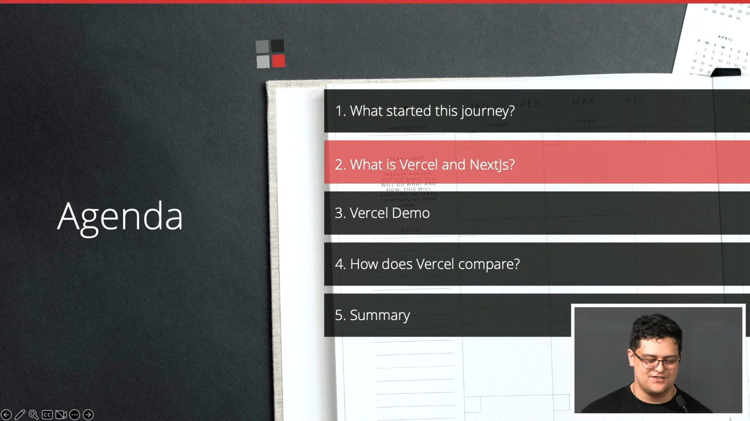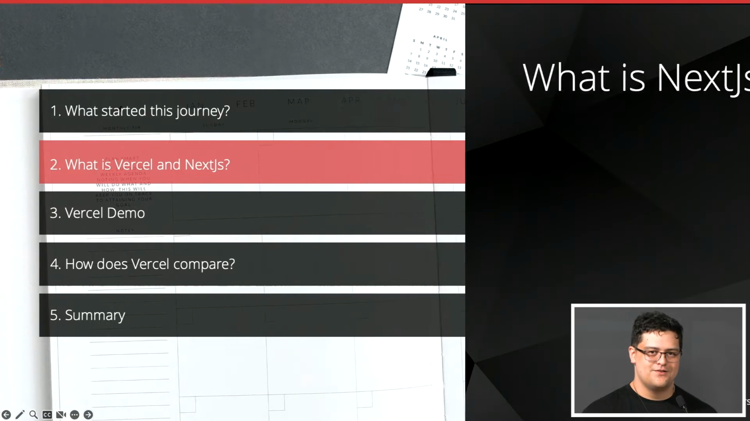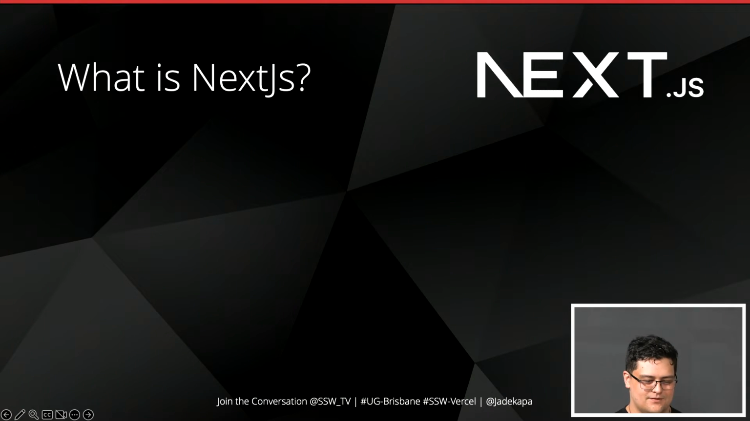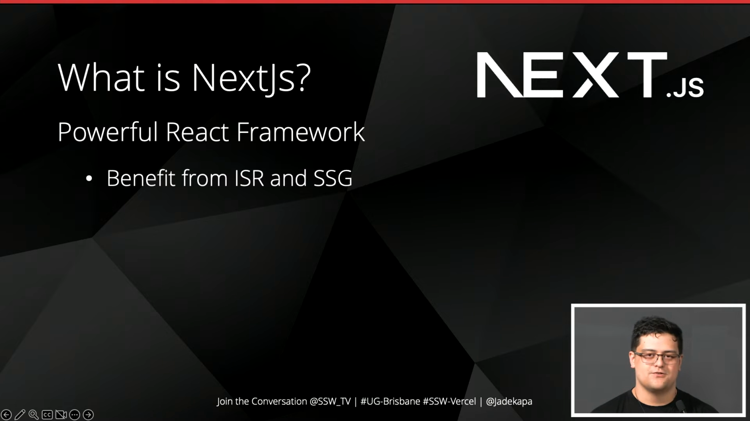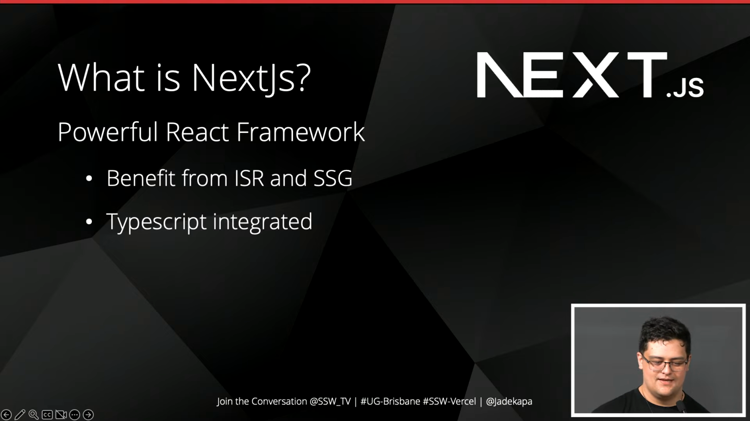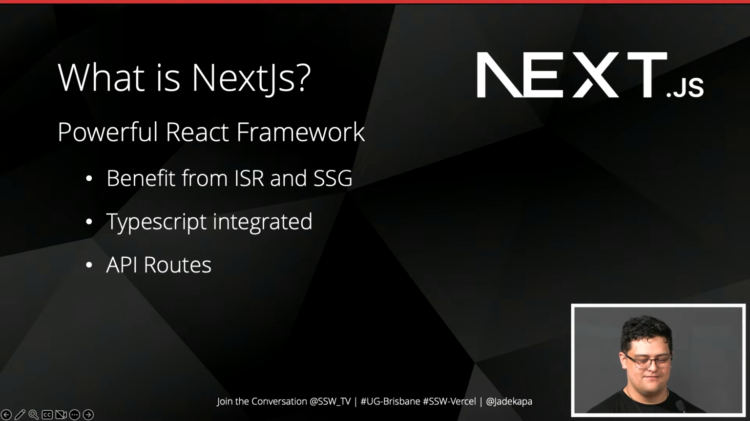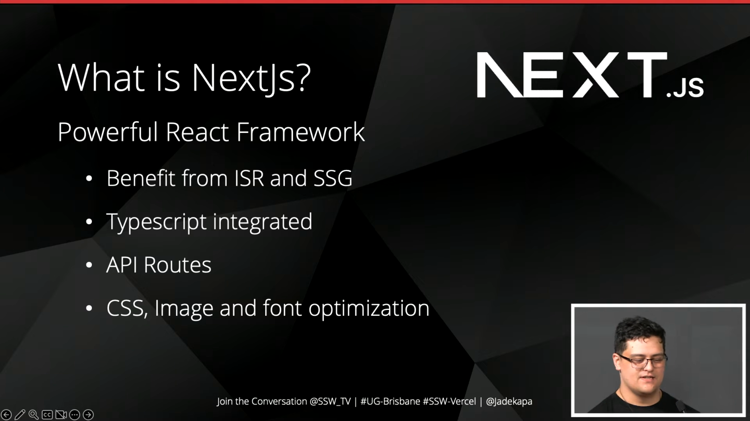So enter Vercel and NextJs. But you might be asking, what is NextJs? Well, it's a powerful React framework where you can benefit from incremental static regeneration and static site generation. That's why I like it. It has TypeScript integration, and that might be a con to some of you, but that's okay. You have API routing, which means you can build API endpoints for your website without needing to create a separate app. And it also has built-in CSS, image, and font optimization, so you can improve the performance and reduce the load time of your website.